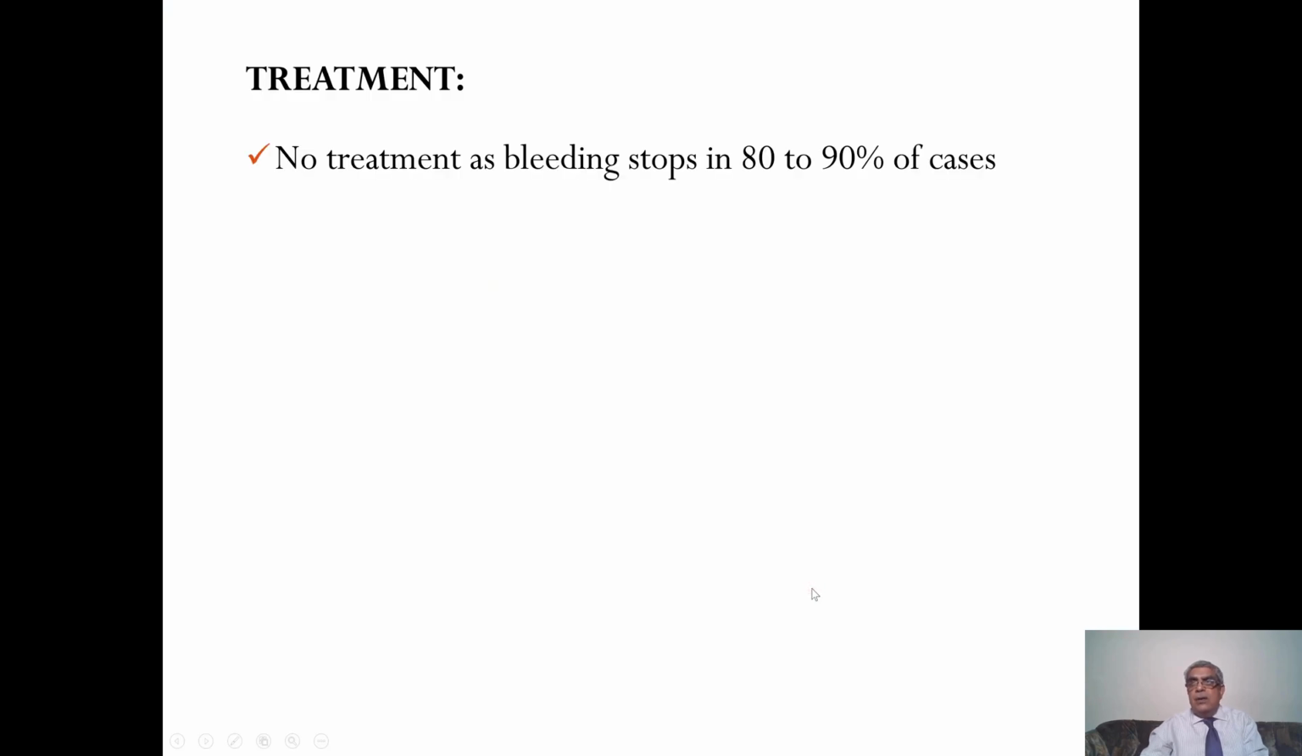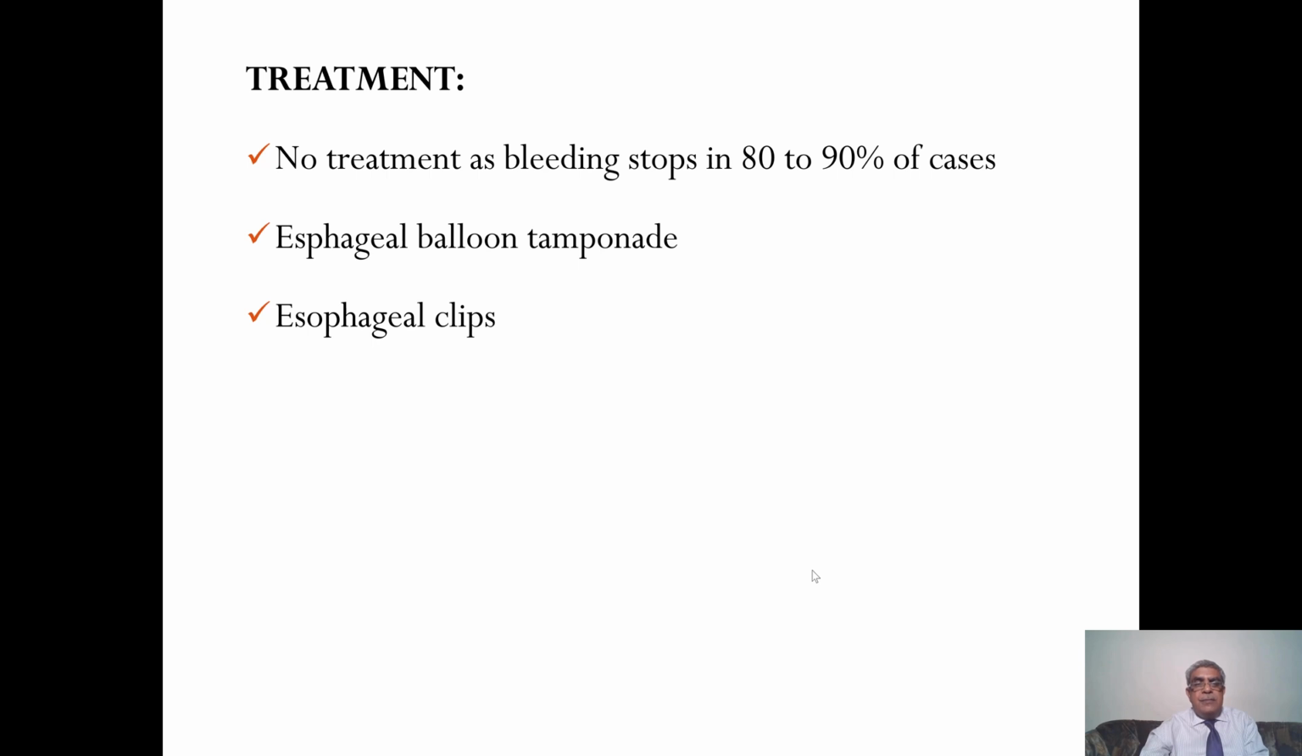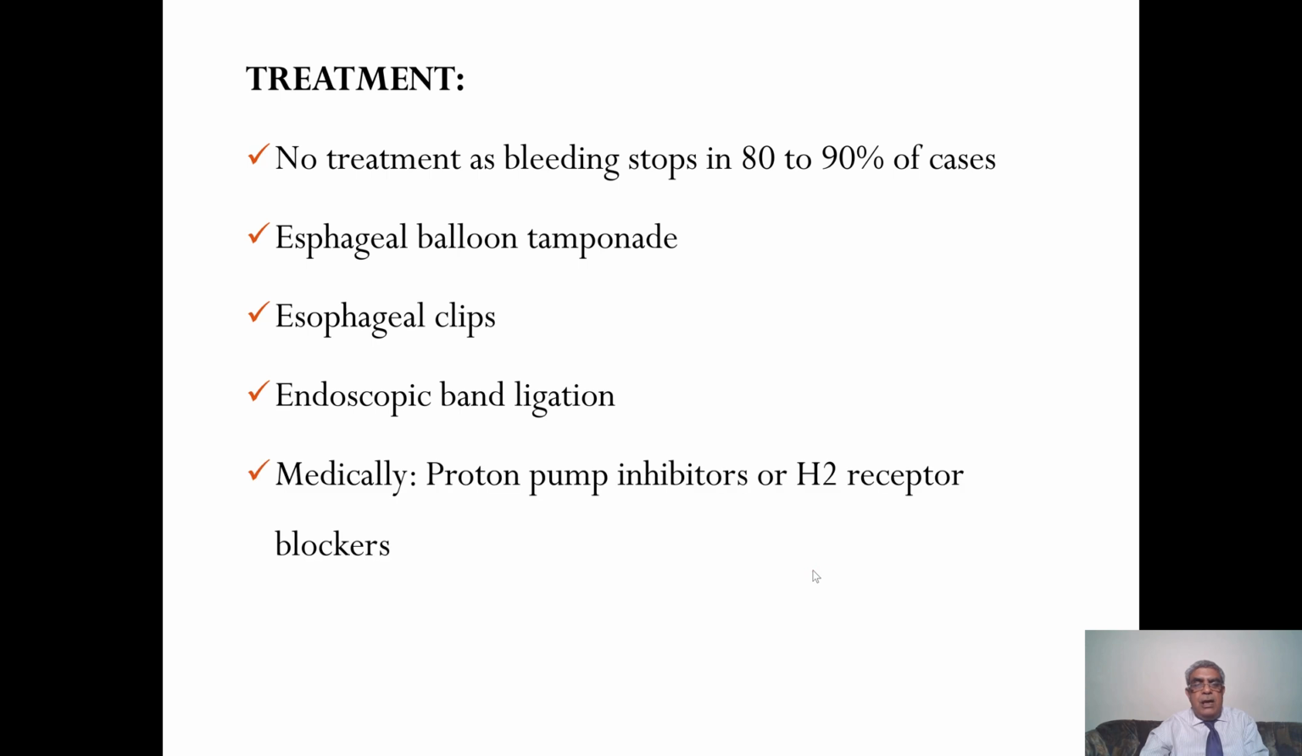No treatment is required because bleeding stops in 80 to 90% of cases. Esophageal balloon tamponade, if the bleeding is not stopped, then you do esophageal balloon tamponade. Esophageal clips are applied, endoscopic band ligation, and medically proton pump inhibitors or H2 receptor blockers. Complications, very rarely the esophagus ruptures.